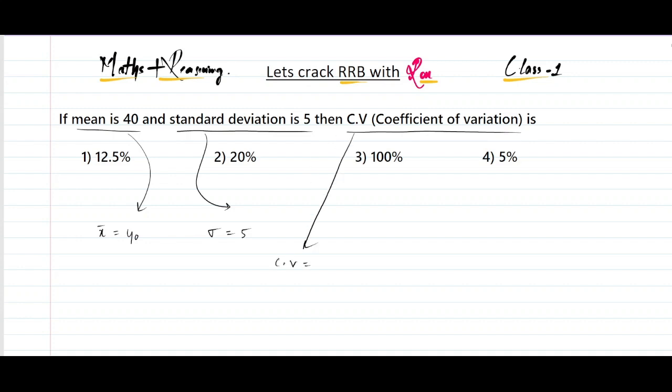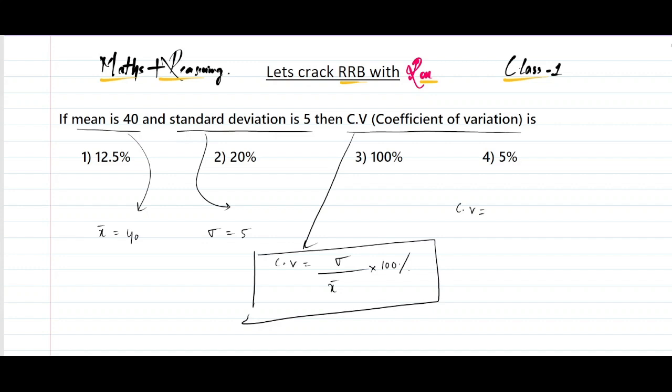So what is the formula of coefficient of variation? Simply standard deviation by mean multiplied with 100%. So this is the formula of coefficient of variation. Sigma 5 divided by 40 multiplied with 100. That's all. See, 0 cancels. 5 into 2.5, 12.5% is our answer, which is option number 1.